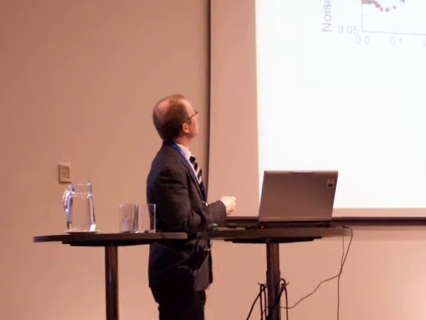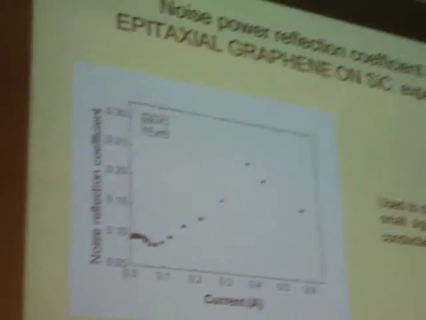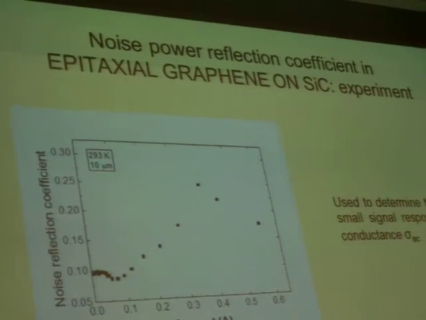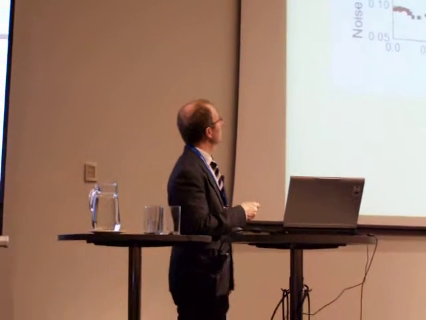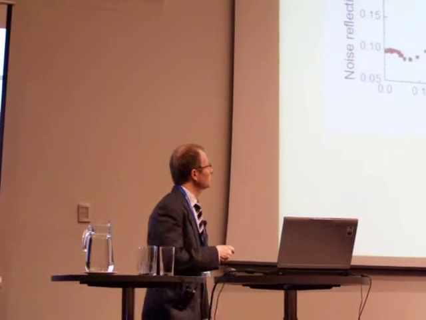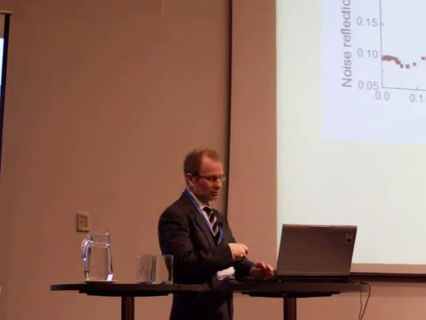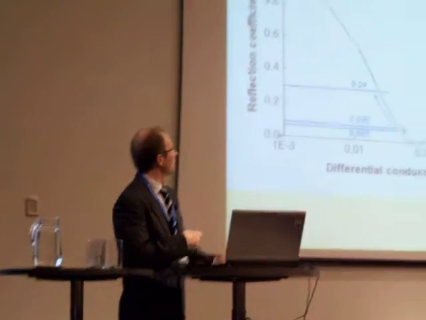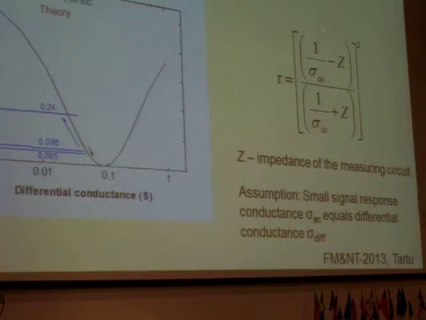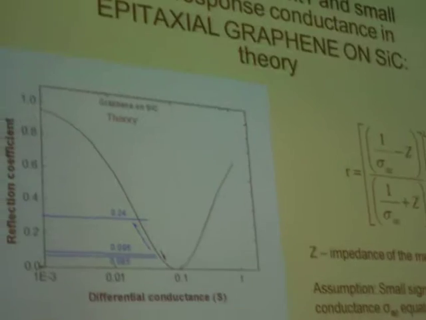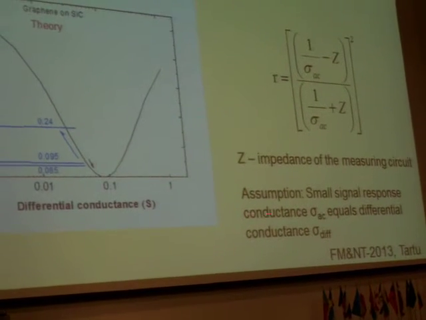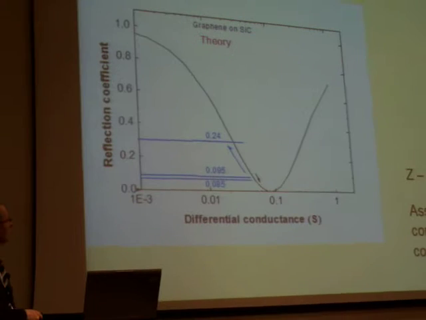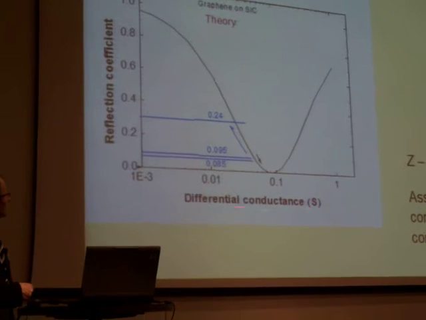Here we see a noise power reflection coefficient measured at 10 gigahertz frequency. It experiences an increase up to 0.4 amperes, and I will use these results to estimate small signal response conductance. According to a resistor model-based formula, one can relate the measured reflection coefficient with the small signal response conductance. Here we assume that small signal response conductance equals differential conductance.